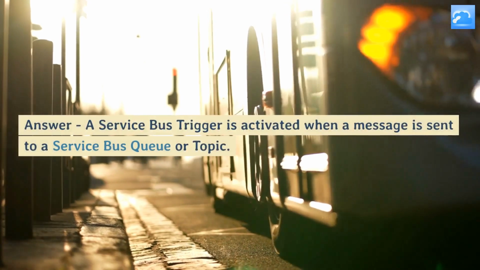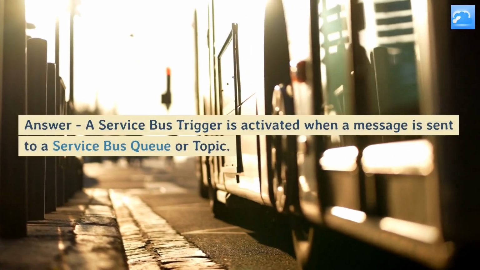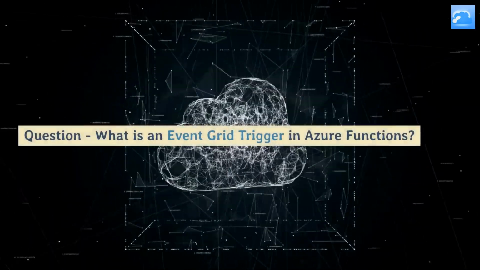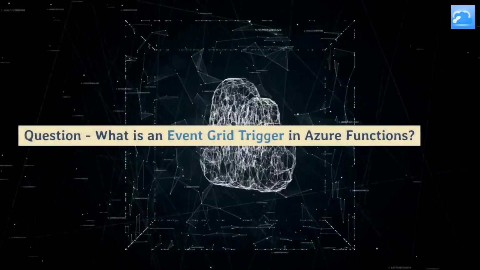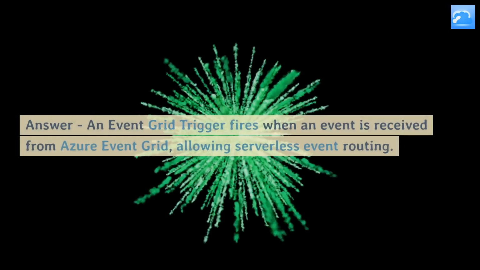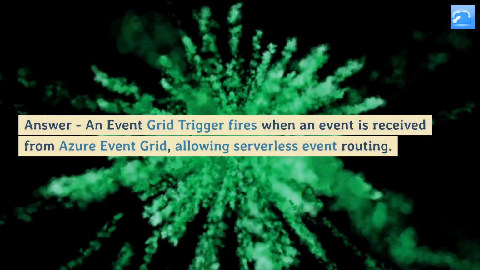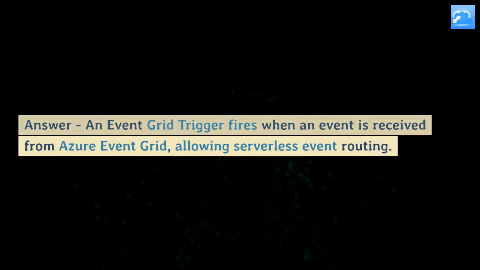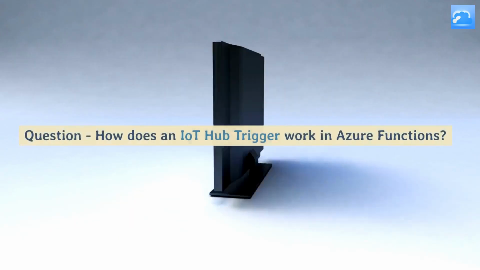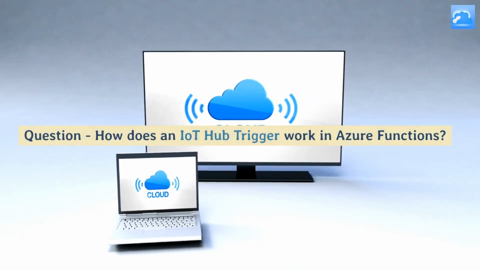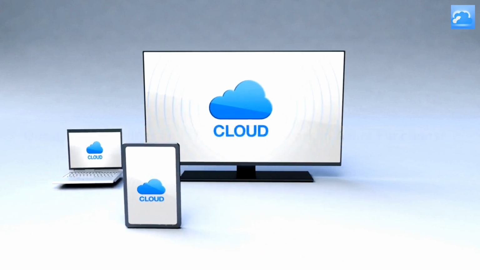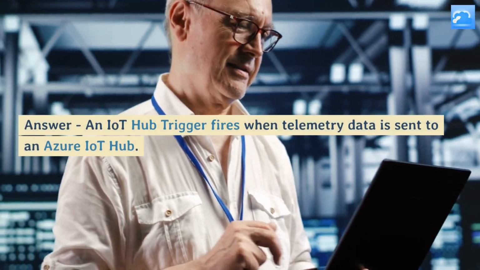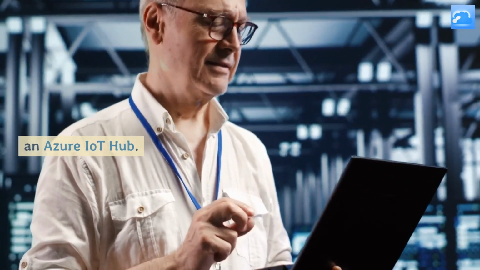Answer: A Service Bus trigger is activated when a message is sent to a Service Bus queue or topic. Question: What is an Event Grid trigger in Azure Functions? Answer: An Event Grid trigger fires when an event is received from Azure Event Grid, allowing serverless event routing. Question: How does an IoT Hub trigger work in Azure Functions? Answer: An IoT Hub trigger fires when telemetry data is sent to an Azure IoT Hub.